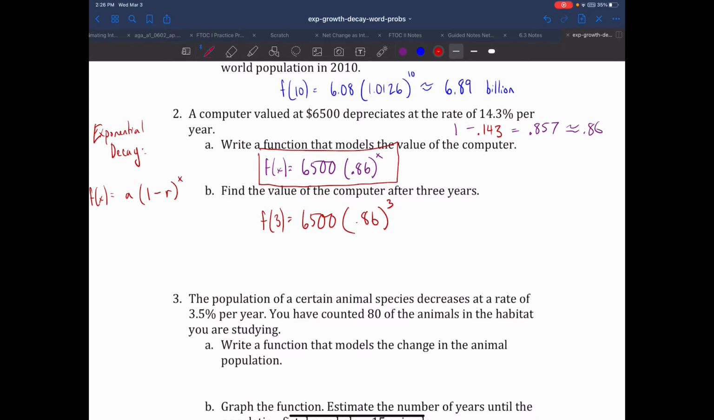Okay, so we're going to have, sorry about the wait here. Okay, so that comes out to approximately 4095. This would be dollars. So after 3 years, a computer that is losing 14.3% per year in value, and you paid $6,500 for it, would be worth $4,095.